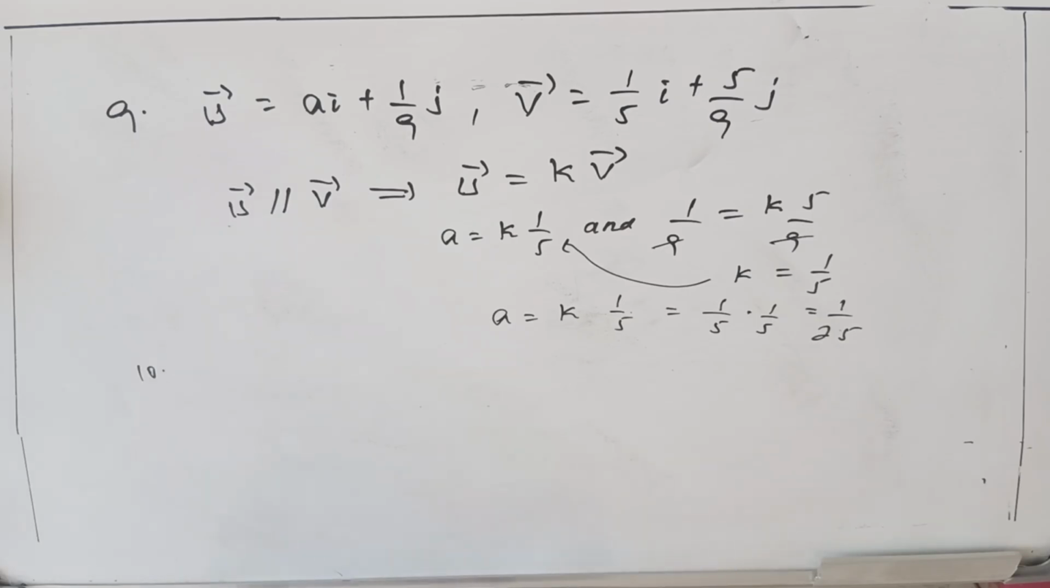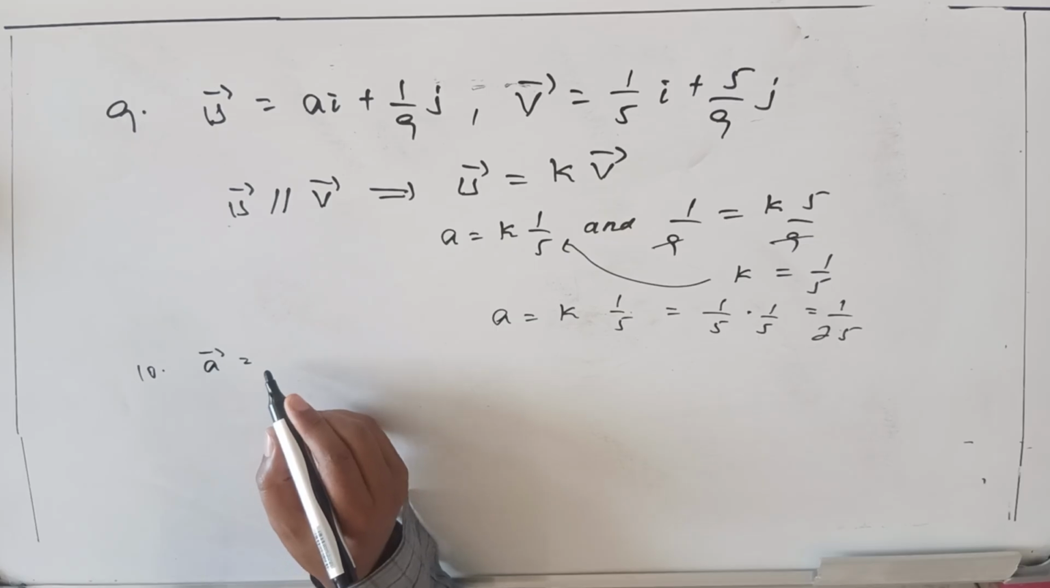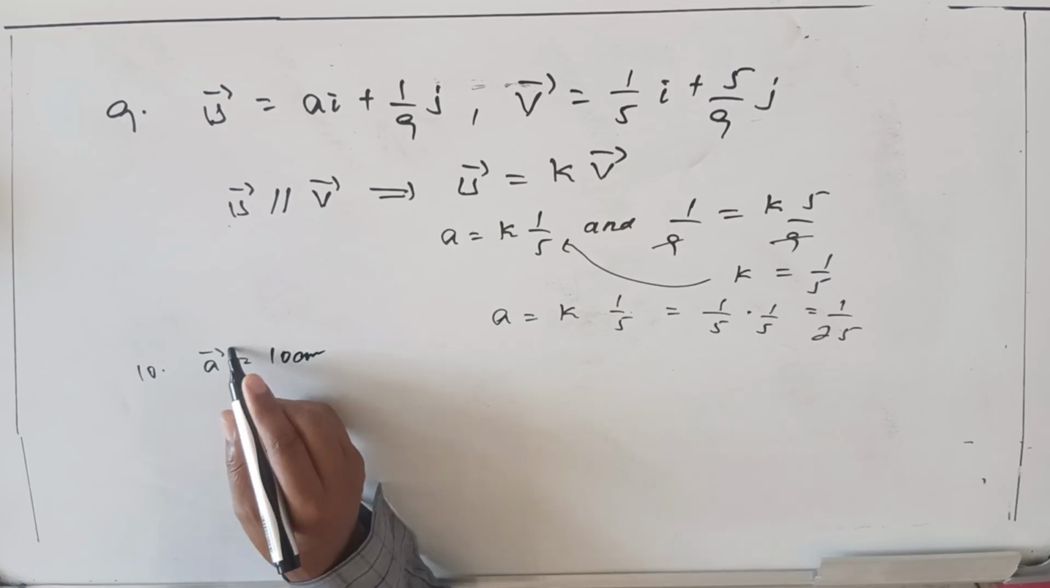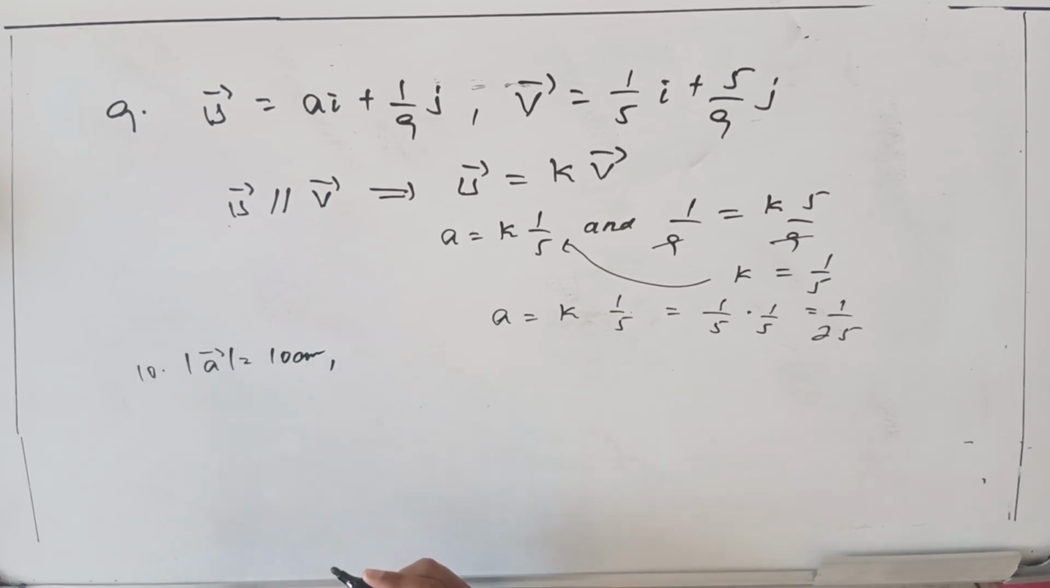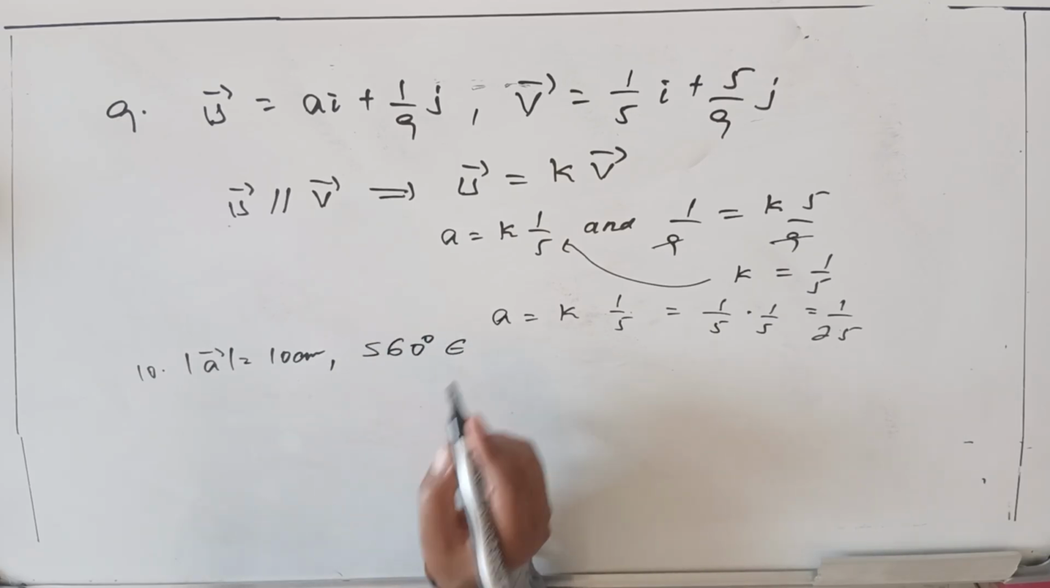Question number 10, find the component and sketch a vector whose magnitude is 10 cm. Just let the vector be vector A, and its magnitude is 10 cm, and its direction is south 60 degree east.